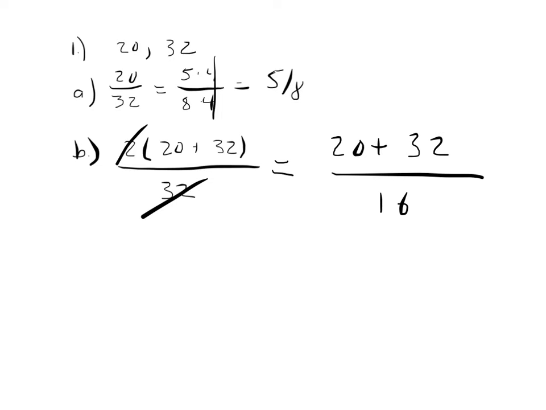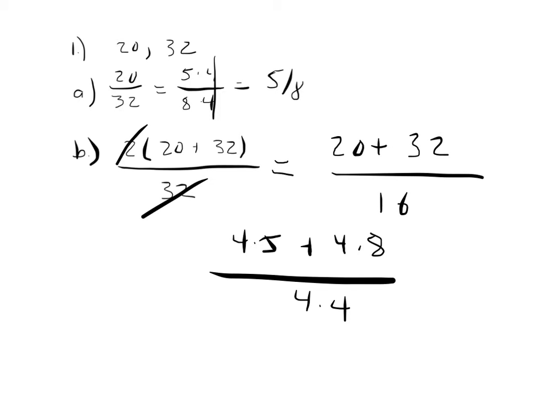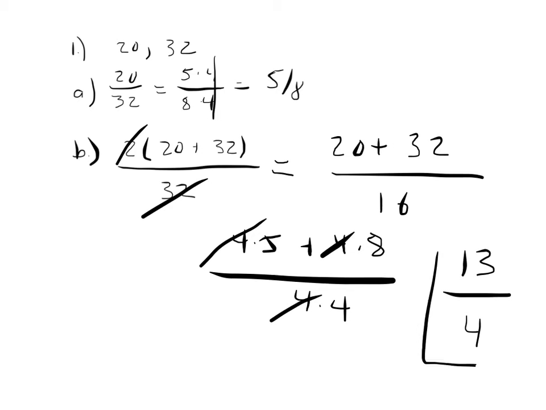Then, if I look here, I'm looking for common factors among 20, 16, and 32. The greatest common factor among those would be 4. So I've got 4 times 5 plus 4 times 8 over 4 times 4, and I can cancel out a 4 in each one. So then I'm looking at 5 plus 8, which is 13, over 4. Done.